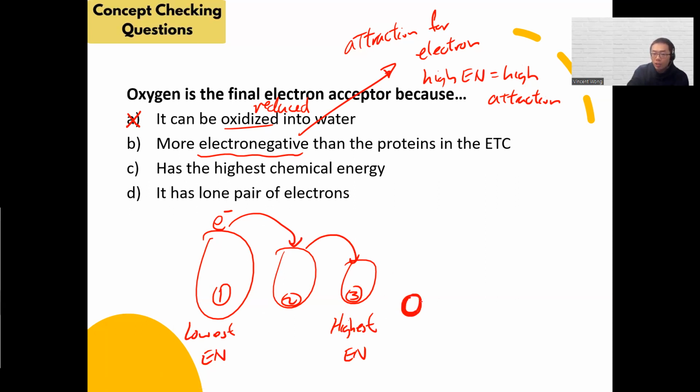But in order for oxygen to pull the electron off, it must have even higher attraction for electron than these proteins. Otherwise, it's not going to be strong enough to pull it off. It's going to be stuck to this one. And so that is the correct answer. Okay, everything else is false.